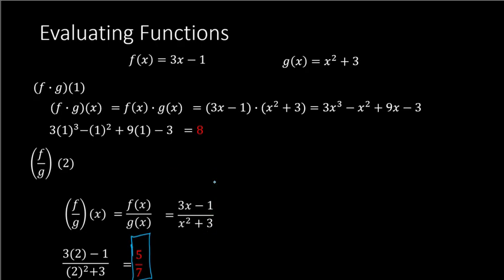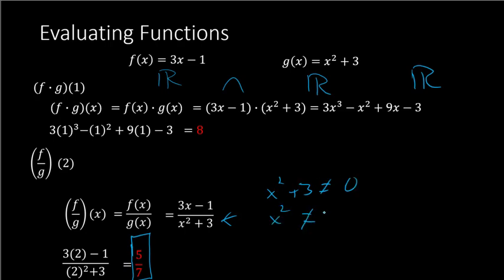And the domain for this one, again, it can be all real numbers for f of x, all real numbers for g of x. Where do they intersect? Well, it's going to be all real numbers. Now, the other thing to take into account is the denominator. So x squared plus 3, the denominator, cannot equal 0. So if you solve this for x, we're going to get x squared cannot equal negative 3. Take the square root of both sides, and that's going to be imaginary. So in this case, we're not limited at all by the denominator.